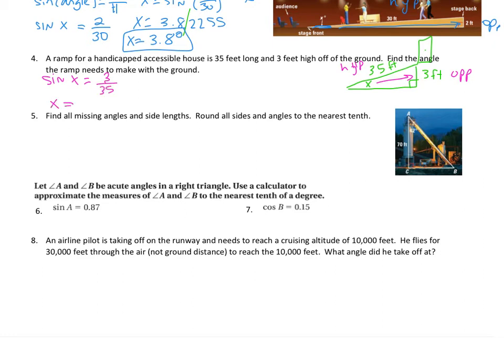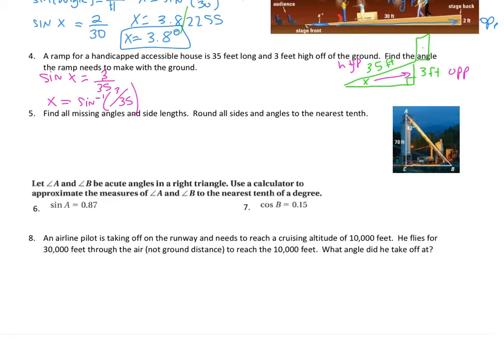When we type in the calculator, we need to type in the inverse of sine, and then 3 over 35. When we type this in, that gives us x equals 4.917. If we need to round it, we're going to round it still to the 10th place for your degrees. So we get 4 point; we need to look at the number right after the 9, and it's a 1, so it's going to stay a 9. So 4.9 degrees.